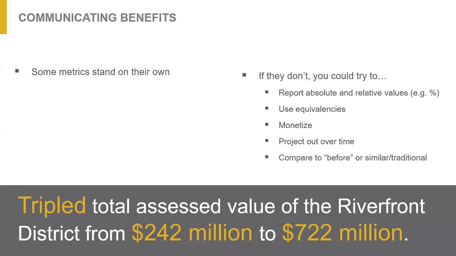But a lot of metrics aren't quite so straightforward. And there are a lot of things that you can do to help make your metric more understandable. You could report absolute and relative values, such as percentages, like 95% of surveyed visitors agree that the park improves their quality of life. You could also use equivalencies, which could be something like, manages 144 million gallons of stormwater. If I'm a layperson, I might not quite know what that means. But when you say equivalent to 218 Olympic-sized swimming pools, I get a little bit of a better sense.